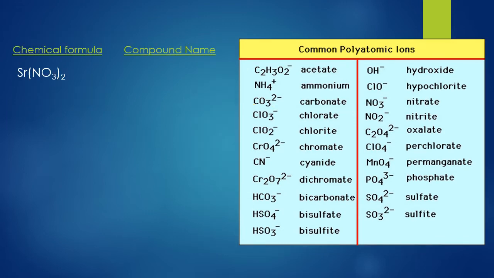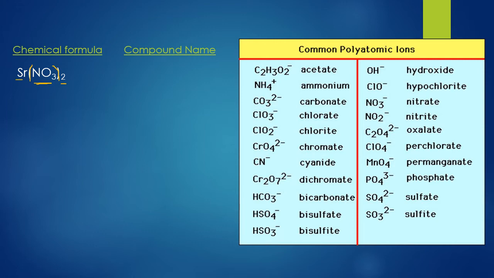Let's try a few more. Another clue showing that an ionic compound has a polyatomic in it is if there's parentheses. Whenever you see parentheses around it, that means that is a polyatomic. The number outside of the parentheses is saying how many of that polyatomic ion are present. In this case, 2. So how do we name it?